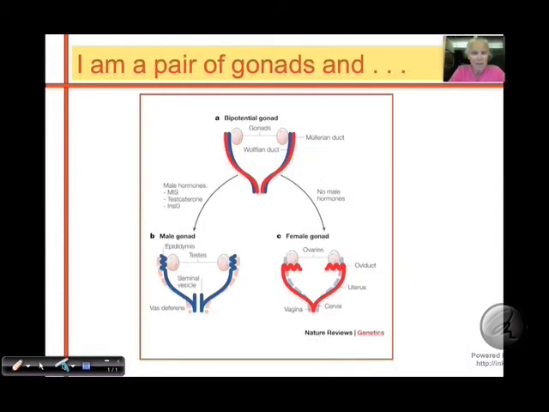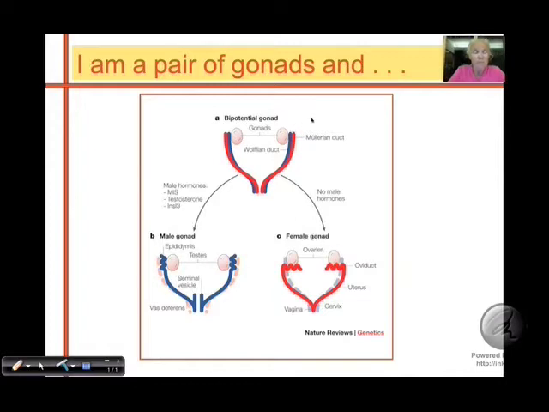So if I inherit that SRY gene, it's going to influence what gonads I have when I am 6 weeks of age in the uterus. So just barely developing. Gonads begin, but you can't tell whether those gonads are going to develop into testes or into ovaries.